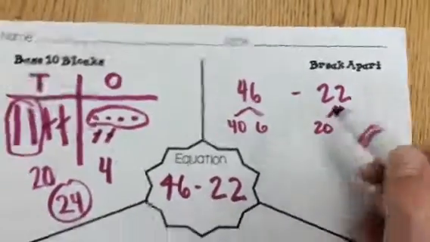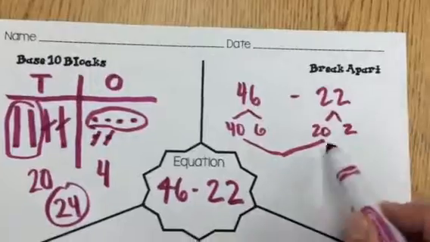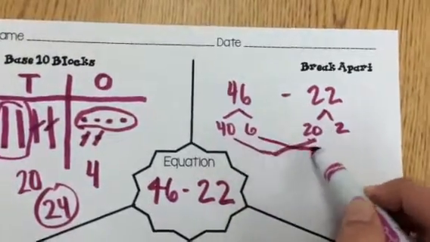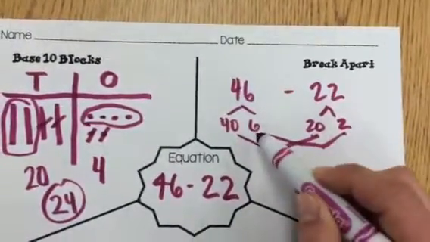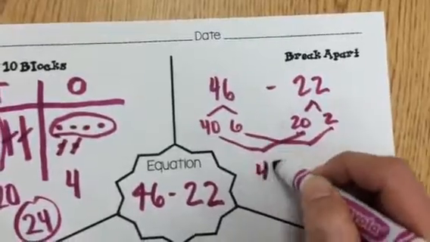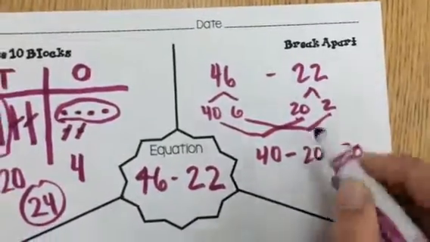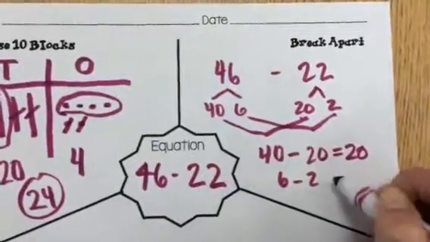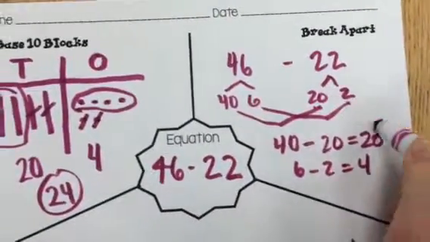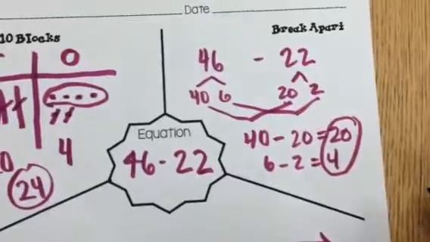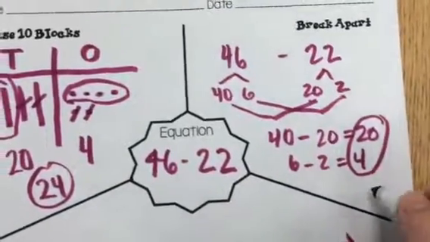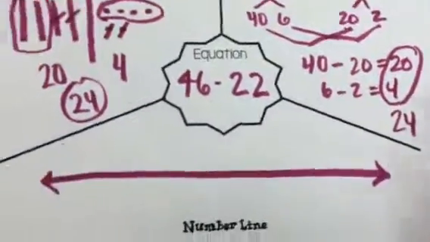So now I'm just going to write 2 different equations. I'm going to subtract my tens from my tens and my ones from my ones. So 40 minus 20 equals 20, and 6 minus 2 equals 4. So I'm left with 2 partial differences of 20 and 4, which is 24.